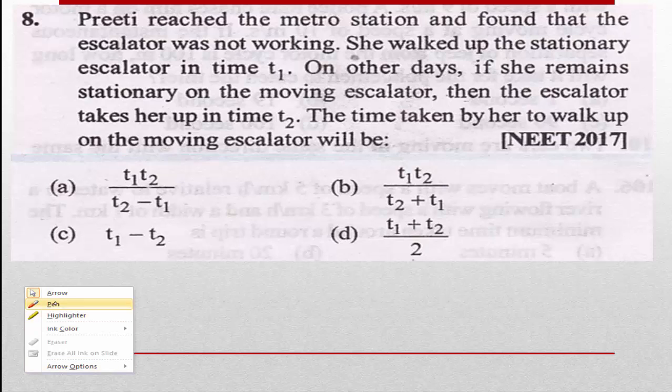OK, Preeti reached the metro station and found that the escalator was not working. She walked up the stationary escalator in a time t1. On other days, if she remains stationary on the moving escalator, then the escalator takes her up in a time t2. The time taken by her to walk up on the moving escalator will be. Yes, this question is from the NEET exam.